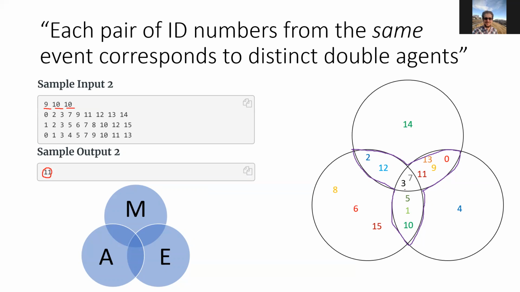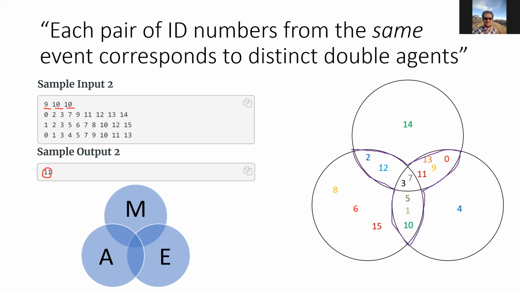And first of all, this 3 and 7 obviously have to be different from everything, have a different color, which means that they correspond to different double agents from everyone else, because 3 and 7, these were the IDs that showed up to all of the events. So if these IDs showed up to all of the events, they must correspond to different double agents from all of the other IDs.